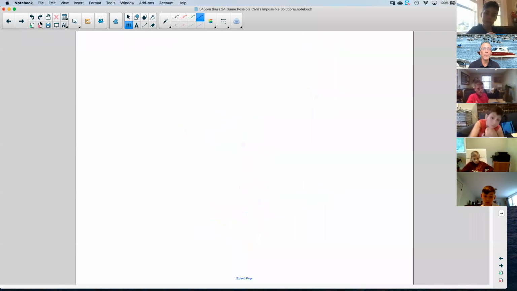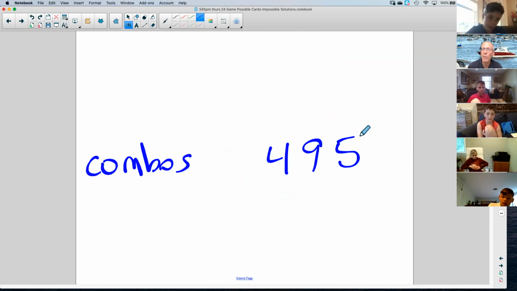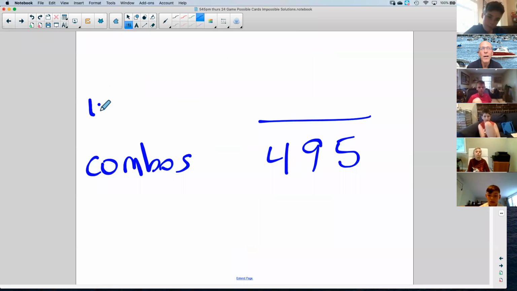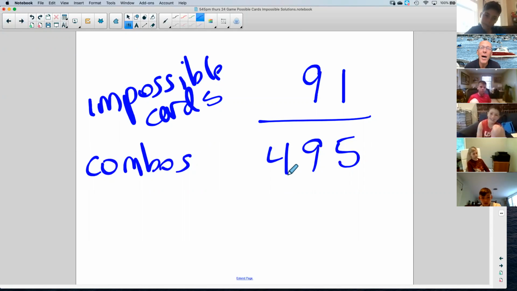Now, guess what I found out? How many combinations there are? Well, we just found that out. So the number of combinations of colors, there are only 495 possible cards. But there are a certain number of impossible cards. And I've been working on this for a long time. There are 91 impossible cards. So for instance, the card 1111 is impossible.